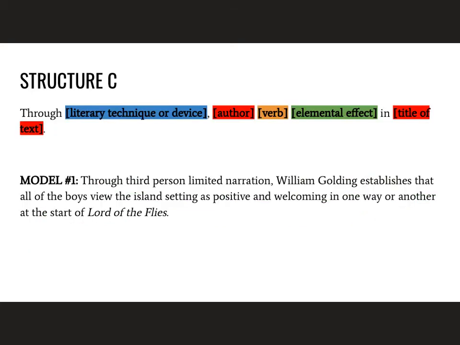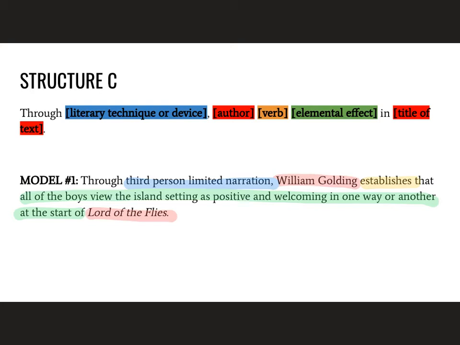All right, here's a third structure for a topic sentence, structure C. Structure C can get a little long and a little wordy, so that's something you're going to want to watch out for when using this particular topic sentence structure. Let's take a look. Through literary technique or device, author verb elemental effect in title of text. Now, that seems a little funky, right? Let's apply it. Take a minute and see if you can apply this particular structure to model number 1.